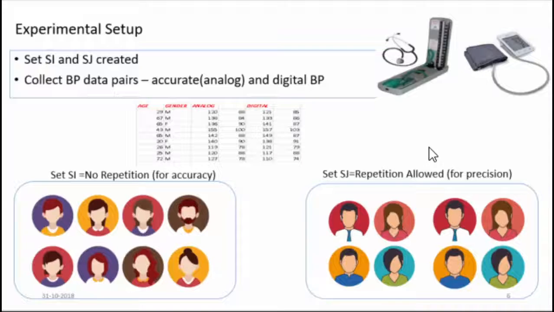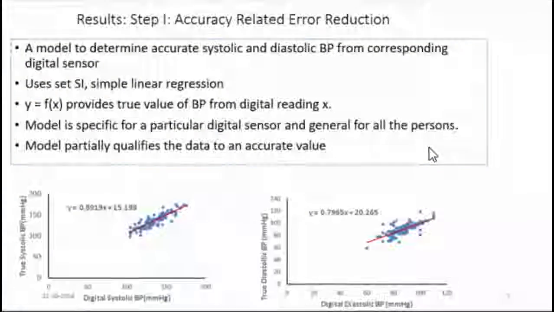In the case of blood pressure, what happens? The blood pressure changes for different persons. So whatever model we develop for the first group is for the sensor specific only. That is not general for all persons. That's why we call it partially qualifying to the accurate value. We get the accurate data and then we match it with the person. How do we match it with the person?